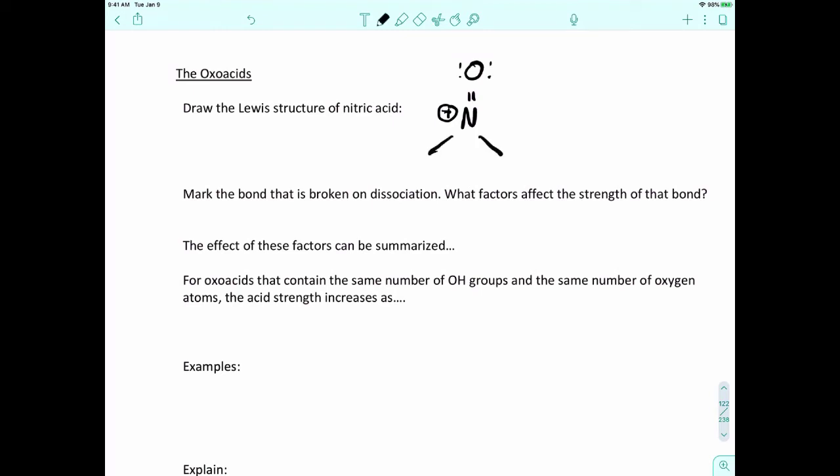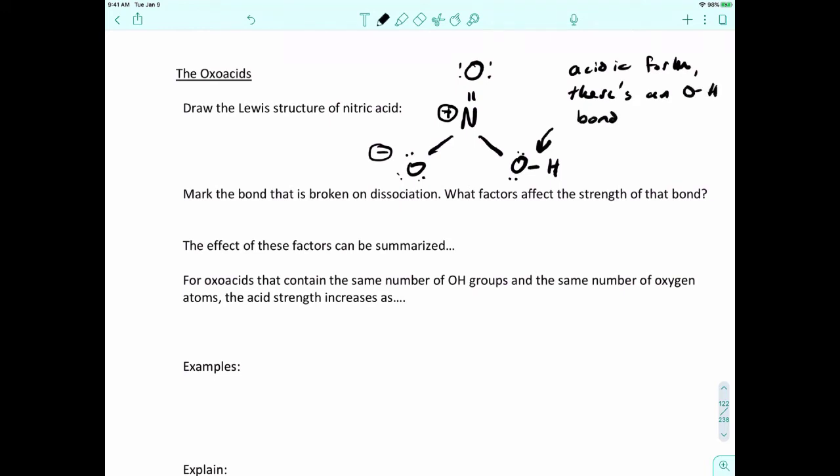That nitrogen is also connected to two other oxygens. One is going to have a full negative charge, so it's going to have an extra lone pair, and then the other oxygen is going to be single bonded to a hydrogen. So it's this OH bond right here. So in the acidic form, there's an OH bond.